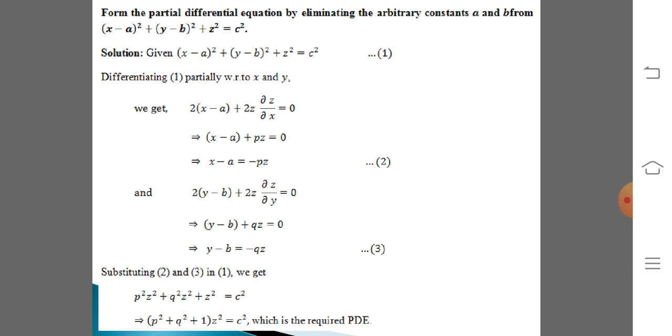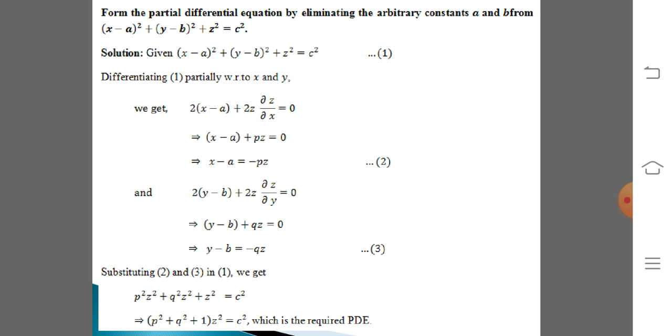The question is, form the partial differential equation by eliminating the arbitrary constants a and b from x minus a whole square plus y minus b whole square plus z square equal to c square. You take the given equation x minus a whole square plus y minus b whole square plus z square equal to c square as number 1. To form PDE, you differentiate equation 1 partially with respect to x.